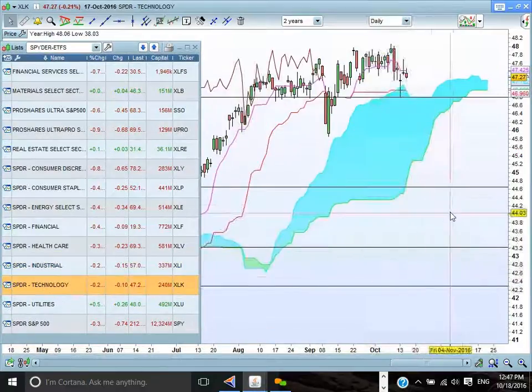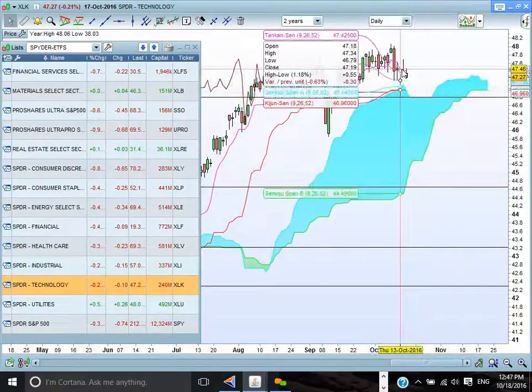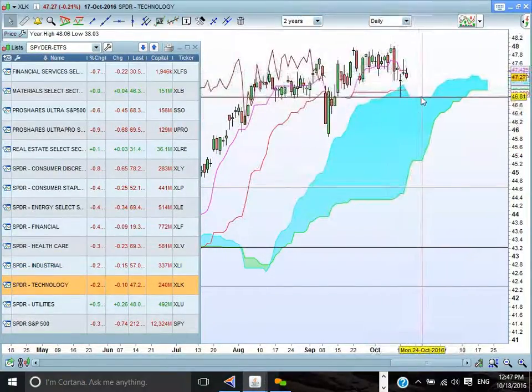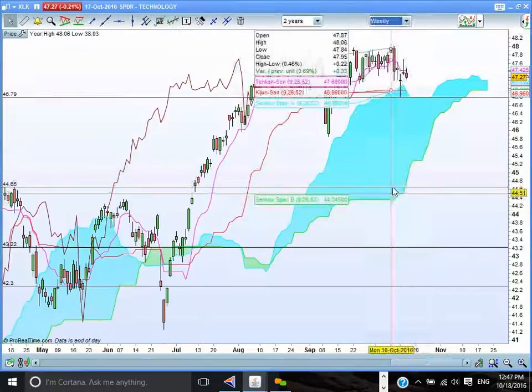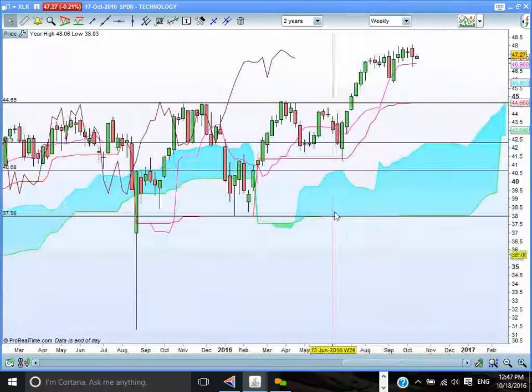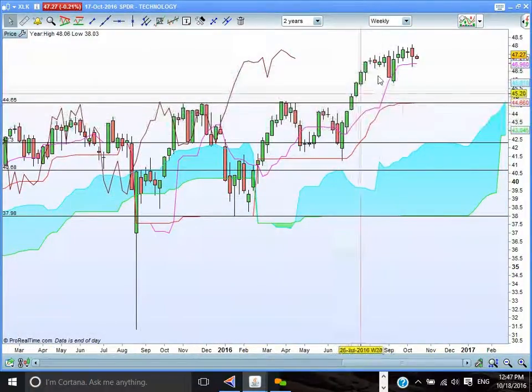Technology, looking for support at the top end of the cloud, could see weakness back into the cloud here at 4681. What's it looking like on a weekly basis? Yes, ripe for consolidation. It broke out of a very nice trading range. Now you're busy with that consolidation, so we could see it come back and rebound over there.